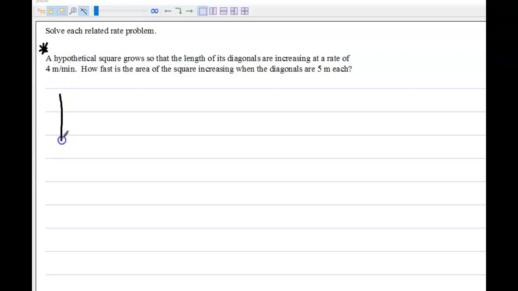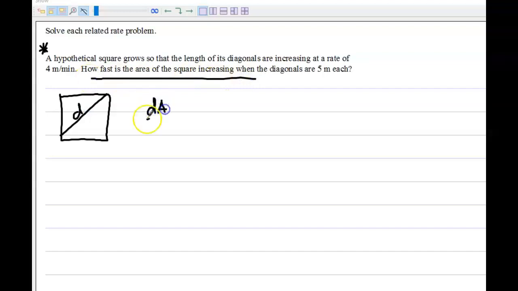So we're talking about a square with a diagonal. They're telling us that we want to find how fast is the area increasing. The units for that are going to be in square meters per minute. But they tell us the rate at which the diagonal is increasing, which is 4 meters per minute.